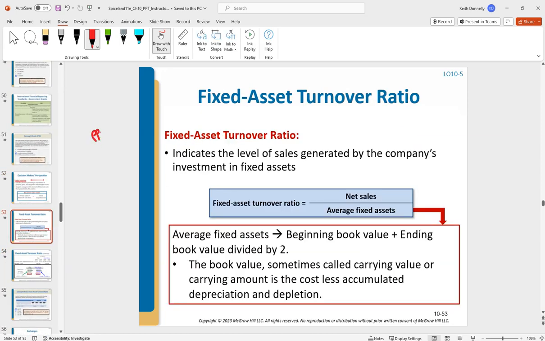Also, when we're looking at PP&E, we have the fixed asset turnover ratio. It's a way to measure the efficiency and usage of our fixed assets. It's net sales over average fixed assets. A few tricky things here: when they say average, that means beginning plus ending divided by 2. And when they say fixed assets, they mean net book value, which generally equals your cost minus any accumulated depreciation.